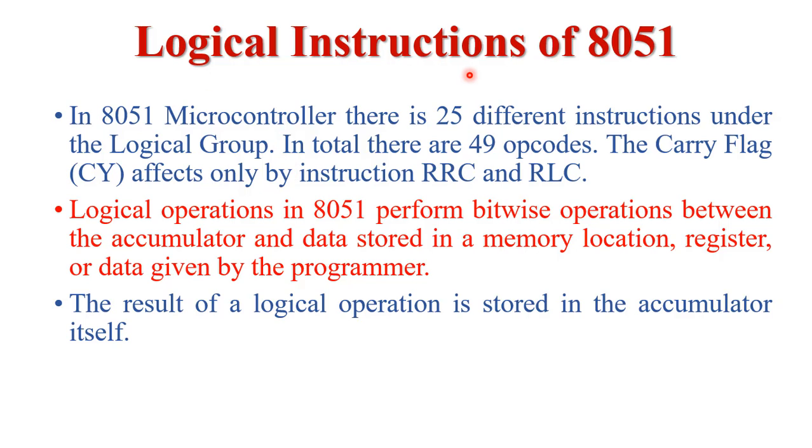Next is the logical instruction group. In the 8051 microcontroller, there are 25 different instructions under the logical group, so there are a total of 49 opcodes. In the case of logical instructions, the auxiliary carry flag is not affected by any instruction. Only the parity flag is affected, but in the case of the rotate instructions, RRC and RLC, the carry flag gets affected.